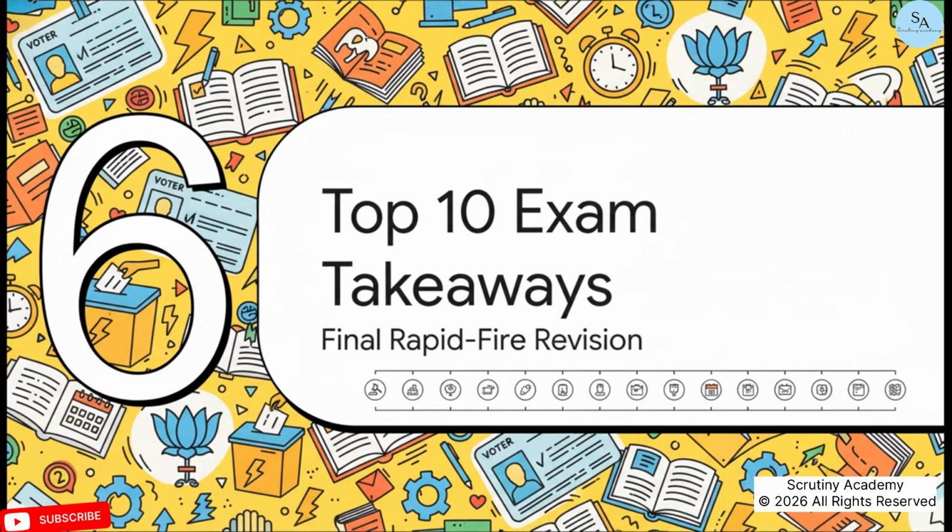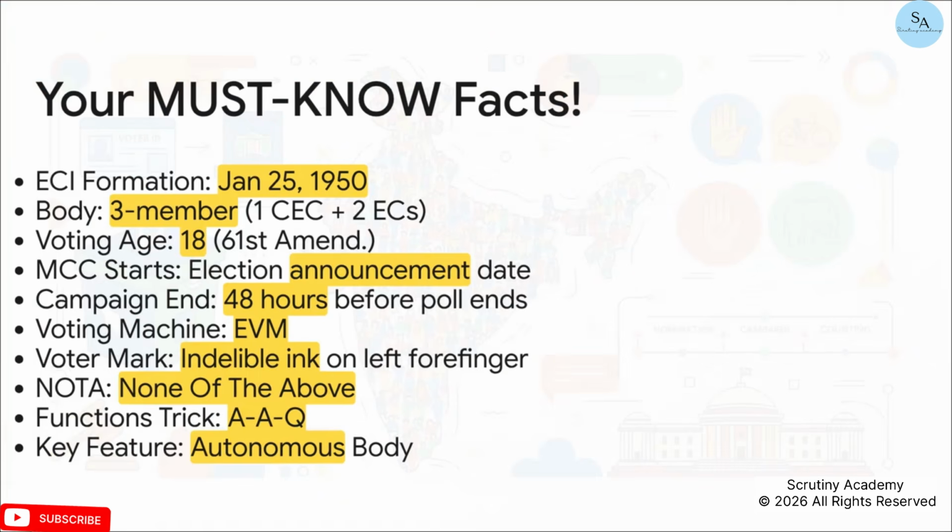Okay, take a deep breath. We have covered a lot. Now for the most important part of this whole thing. This is your final high-speed checklist. If you can remember these 10 points walking into your exam, you are going to be in fantastic shape. Let's do this. Number 1.